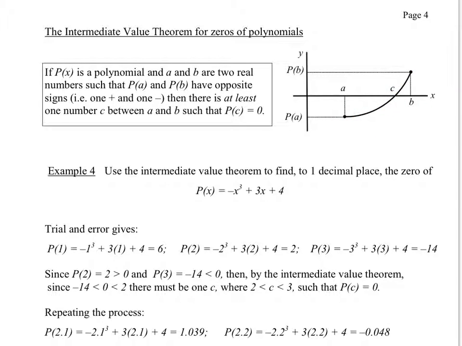In other words, there's some value of c that when you do p of c, it gives you 0. Right? So somewhere between a and b, there must be some place that it crosses the x-axis, and that place is c. And that's all that this statement here says. If you have a polynomial and a and b are two real numbers, and the y coordinates have opposite signs, one's positive and one's negative, then there's at least one number c between a and b such that p of c, the y coordinate, is equal to 0.